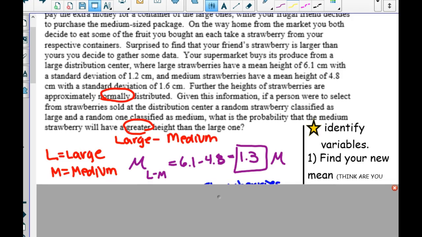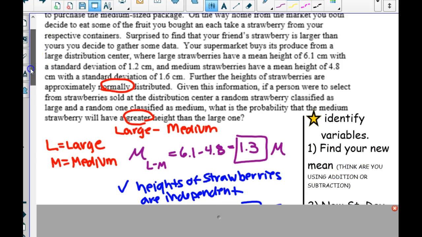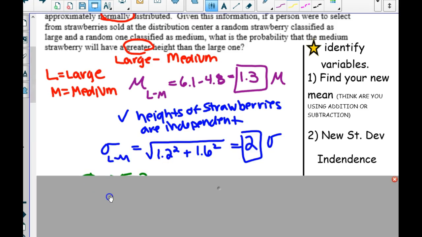We identified our variables. We have a large bin and a medium bin of strawberries. We know that the average of large strawberries is 6.1, and the average for medium is 4.8. It says that here in the problem. We subtract them, again, because we've already defined that we're finding the difference. We talked a lot about thinking about whether you're using addition or subtraction. So step 1, find your new mean. Step 2, find that standard deviation, check the conditions.